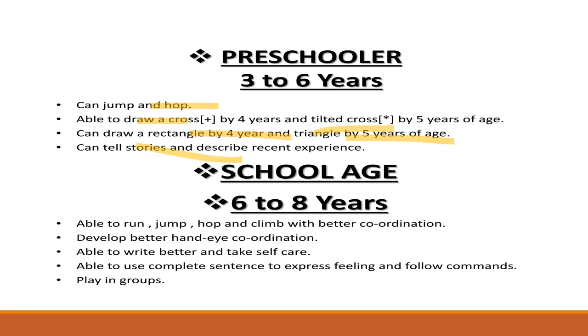Okay. Then school age, 6 to 8 years. Able to run, jump, hop and climb with better coordination. Develops hand-eye coordination. Okay. And able to write better and take self-care. Able to use complete sentences to express meaning and follow commands. Plays in groups.